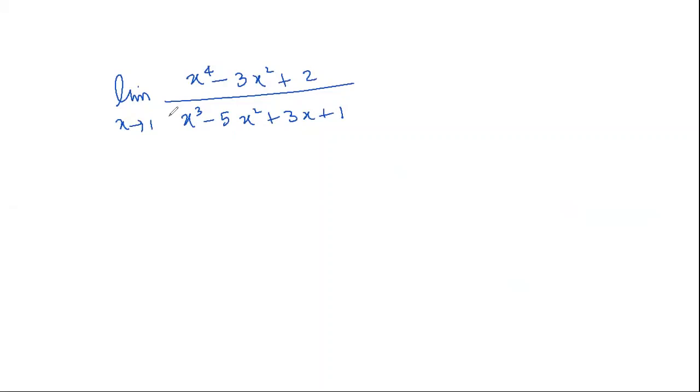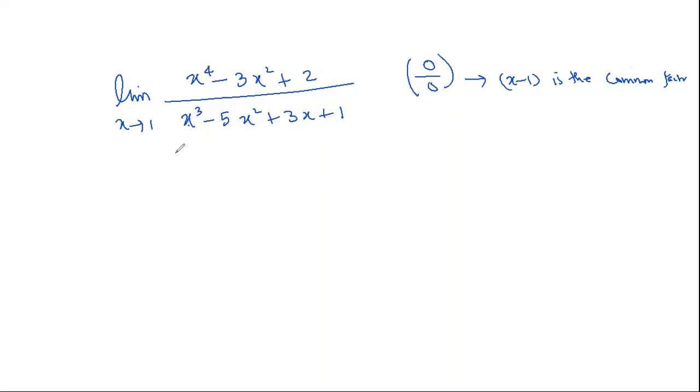When I put x as 1, I'm getting 0. So there is a common factor method. So x minus 1 is the common factor. But the problem here is, how will I find the other factors? We cannot use the previous method.